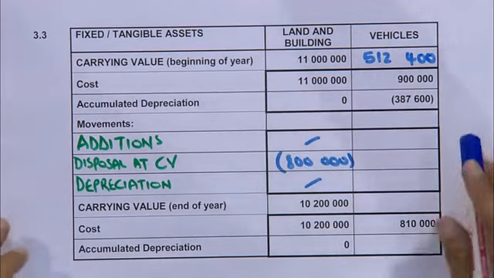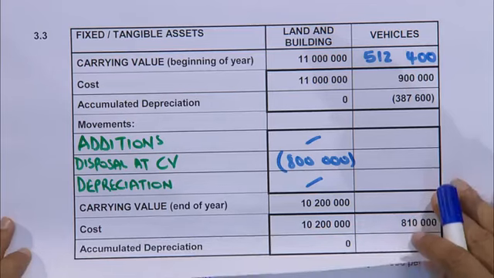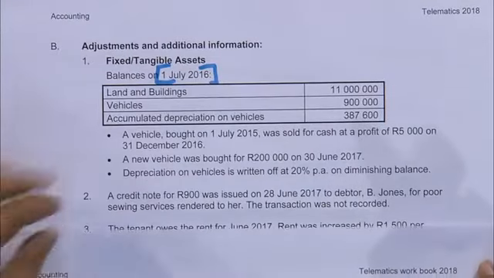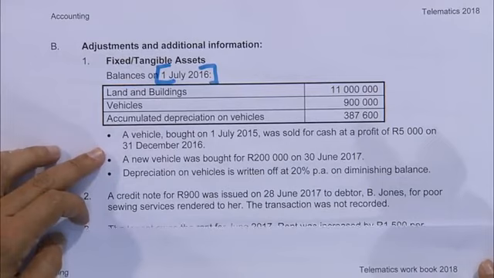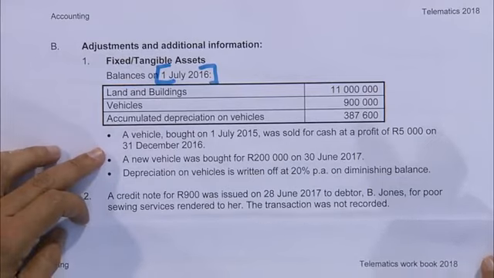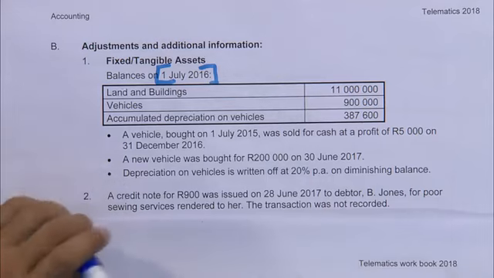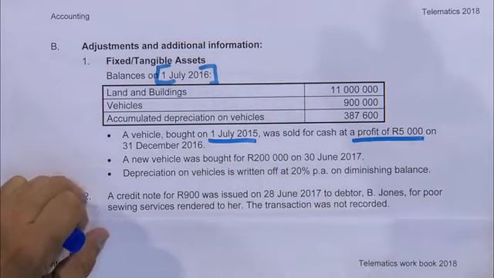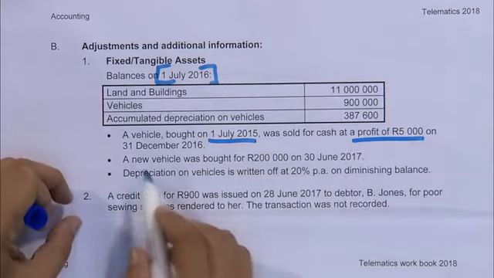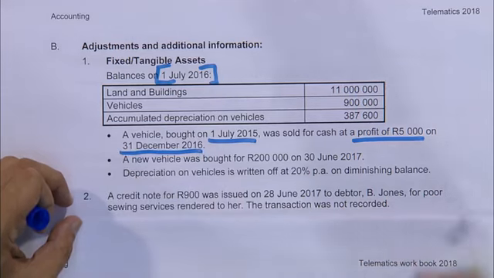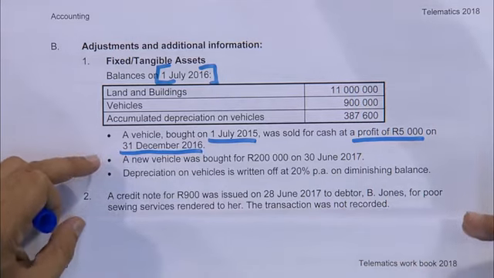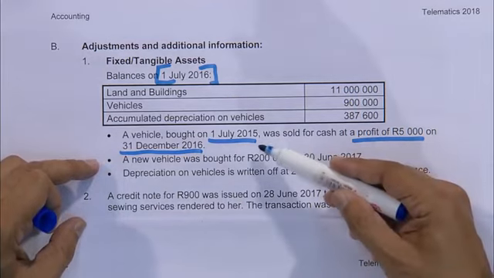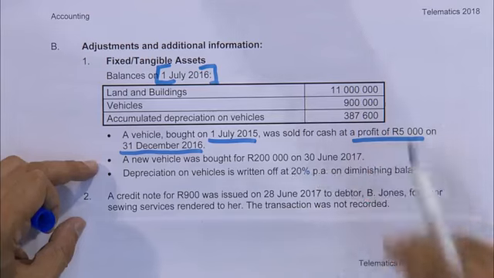Okay, so now we need to go to the adjustments because these are the things that we'll have to go and calculate. Okay, so what do they say? It says a vehicle bought on the 1st of July 2015, was sold for cash at a profit of 5,000 Rand on the 31st of December. Okay, so in other words, we sold a vehicle, but that particular vehicle that we're selling was bought on the 1st of July.